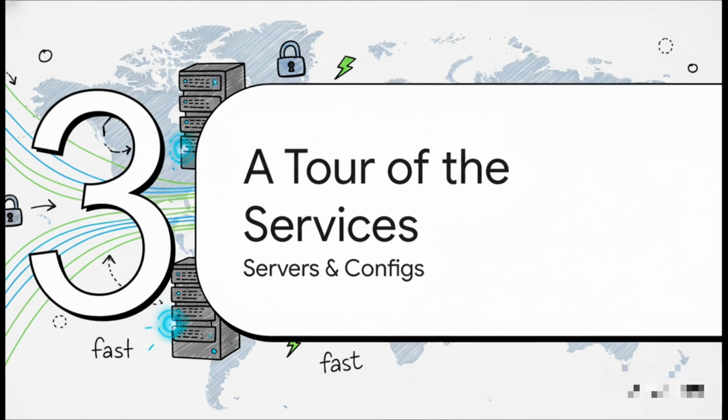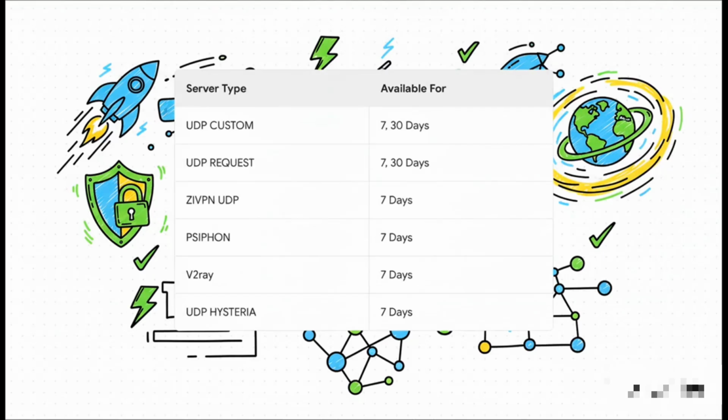Okay, so that's the tech. Let's move on to Section 3 and see how all that fancy stuff actually turns into services you can use. We're going to look at the specific servers and plans they've got. This table lays it out pretty clearly. You can see their main offerings, the UDP Custom and Request servers, are available for either a week or a full month. That gives you some nice flexibility. Then you've got these other, more specialized servers that are set up for shorter 7-day stints. It's a really easy way to see all your options in one place.